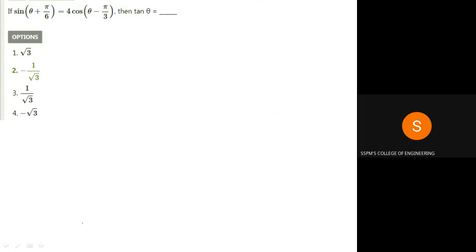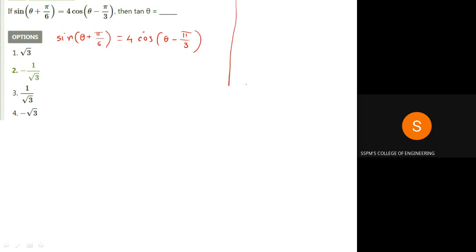So what is given here? Given that sine of theta plus pi by 6 is equal to 4 cos of theta minus pi by 6.